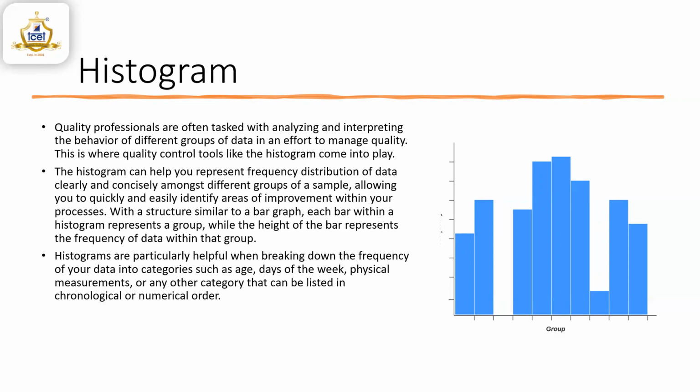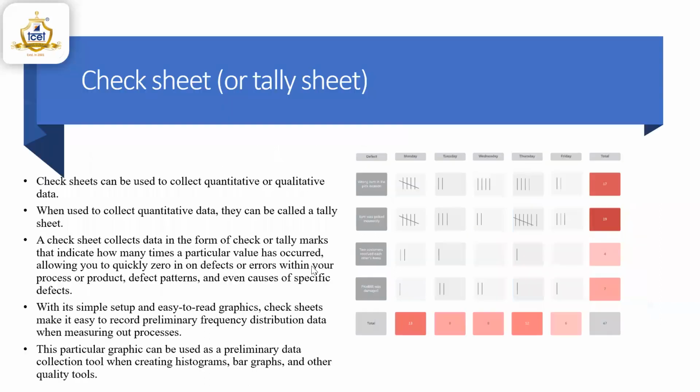With a structure similar to a bar graph, each bar within a histogram represents a group, while the height of the bar represents the frequency of data within that group. Histograms are particularly helpful when breaking down the frequency of data into categories such as age, days of the week, physical measurements, or any other category that can be listed in chronological or numerical order. So you can see that these are histograms, and the height of the bar will tell you the frequency of that particular data, and they are grouped into various groups.